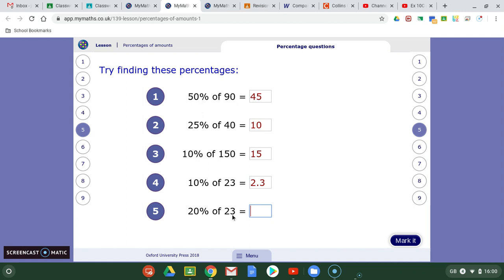And then 20% of 23. Well, if I know 10% is 2.3, then 20% is going to be double that. So what's double 2.3?